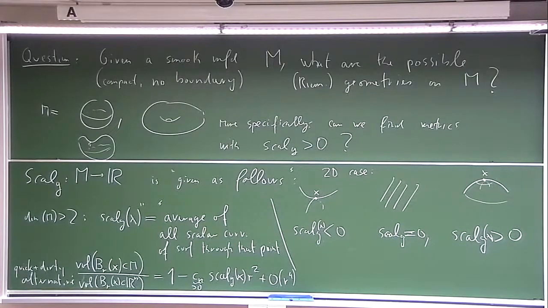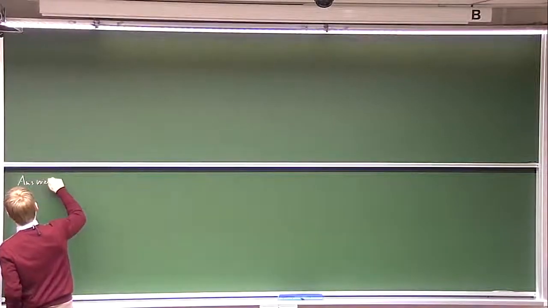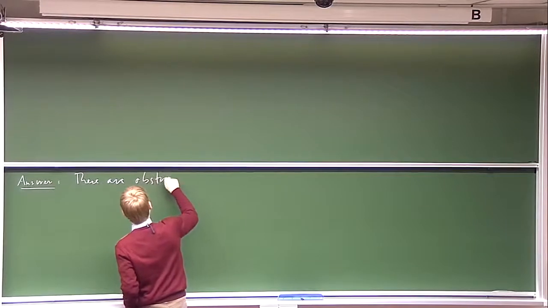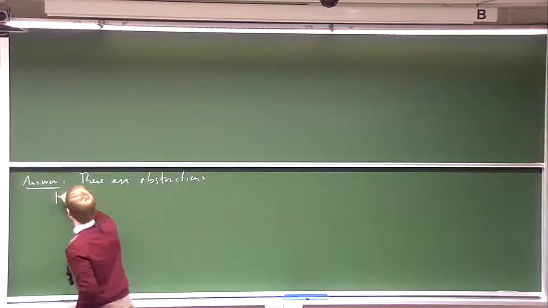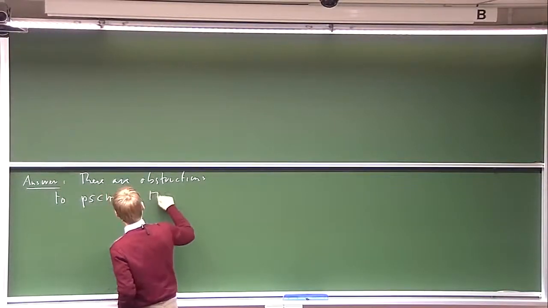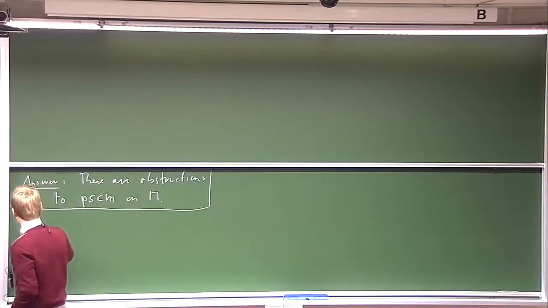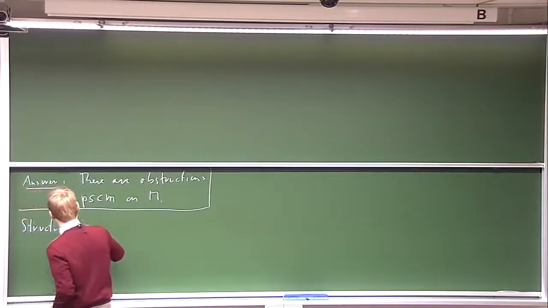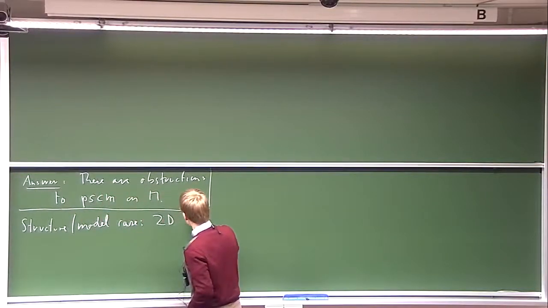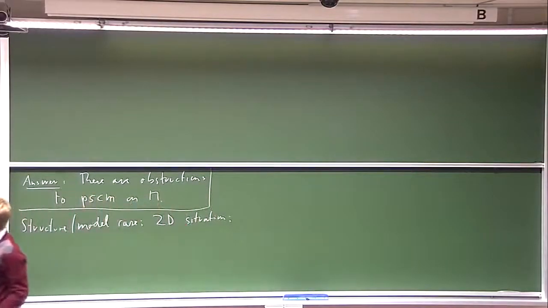So the surprising answer then might be: indeed, there are obstructions to the existence of positive scalar curvature metrics on M. And let me tell you what the structure of such obstructions looks like. The model case would again be the two-dimensional situation. So we're back to the situation up there.